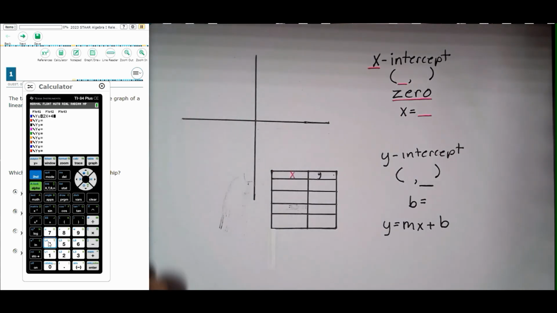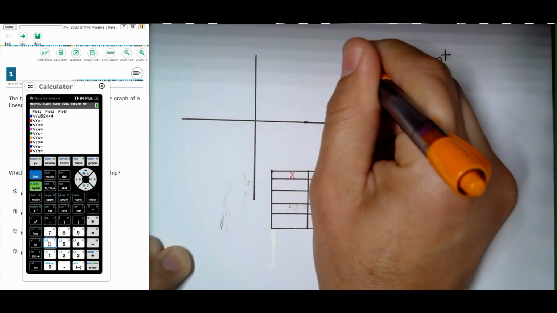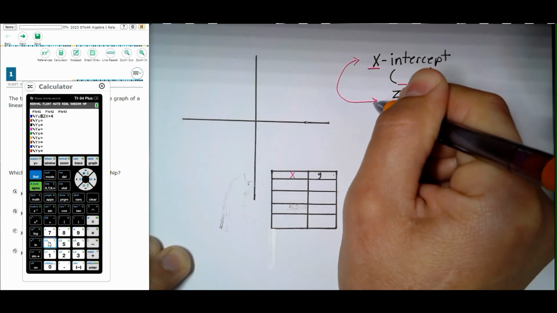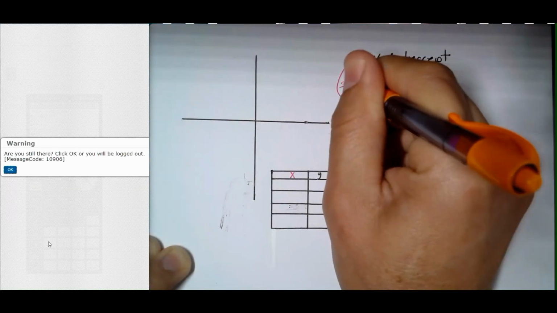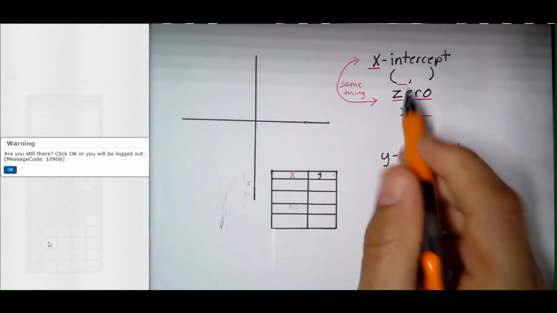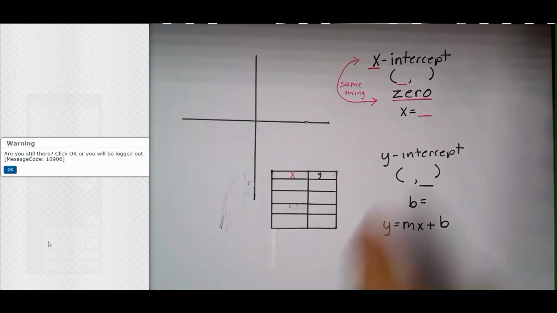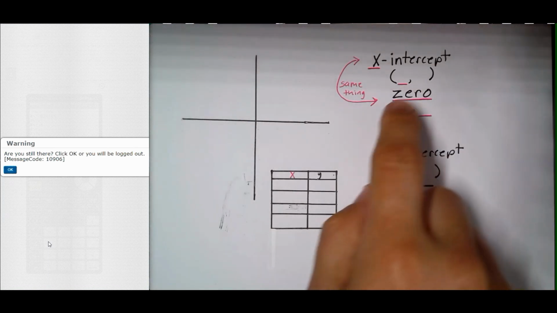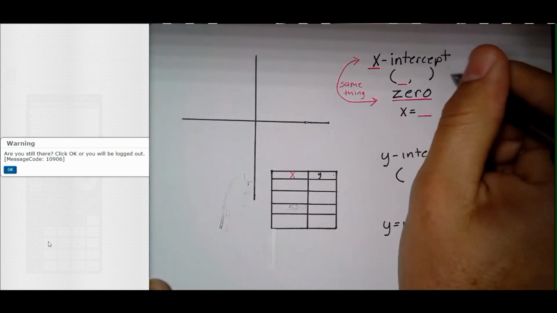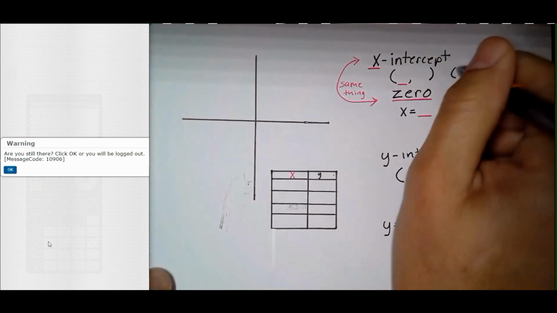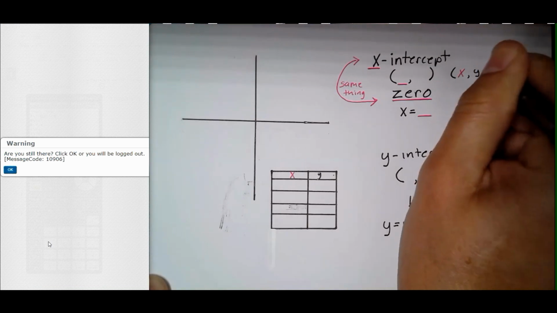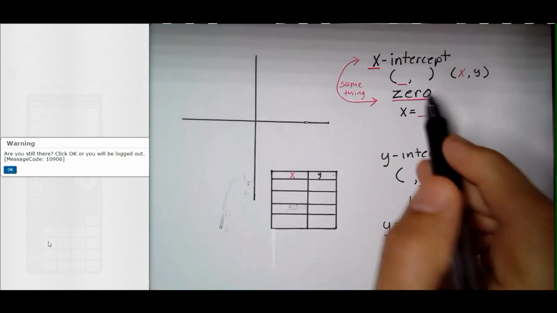So I want you to make a little note here. I want you to know that the x-intercept and the zero are the same thing. So I'm going to write same thing. Now, we have two different names for it, and there's a reason for that. When we talk about the x-intercept, we're usually talking about an ordered pair. And when I say ordered pair, notice right here we have an x and a y value. In other words, there's going to be some number given for x, and there's going to be some value given for y.